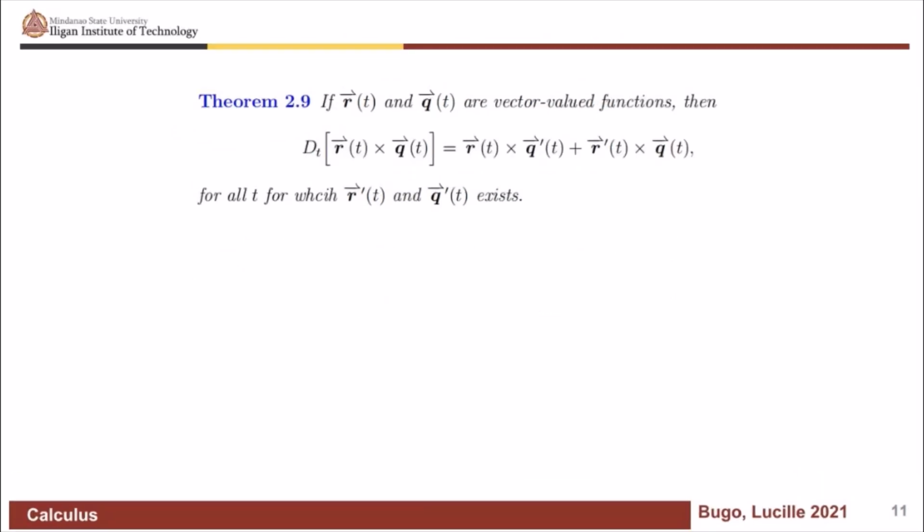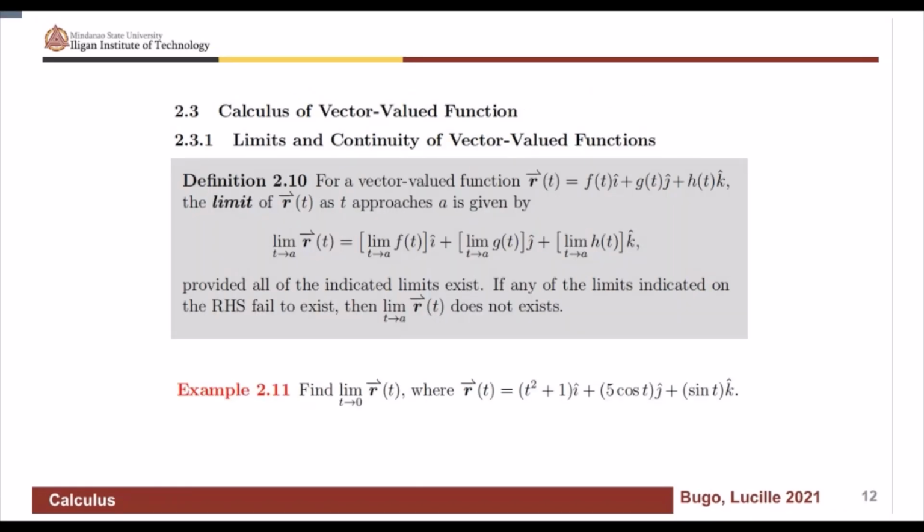Theorem 2.9: if r of t and q of t are vector valued functions, then the derivative of the cross product of r and q is equal to r of t cross q prime of t plus r prime of t cross q of t, for all t for which r prime of t and q prime of t exist. So let us now proceed to limits and continuity of vector valued functions.